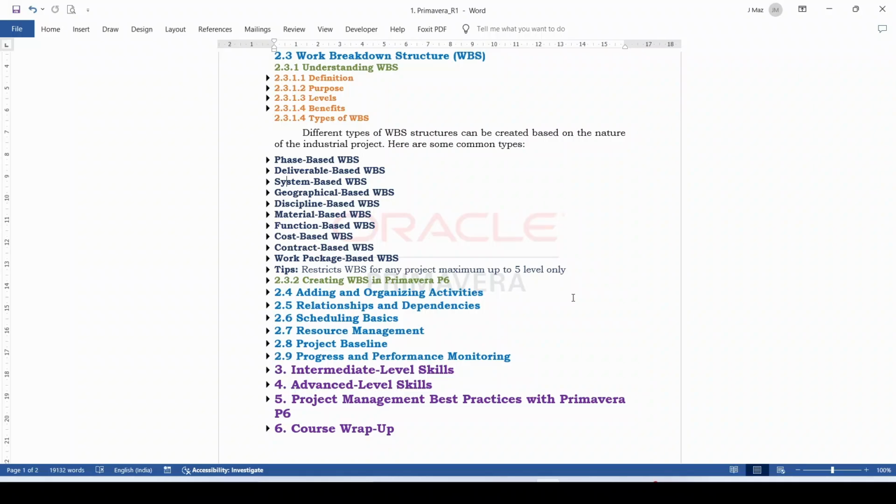It's a general tip that you should restrict your WBS for your project to a maximum of 5 levels only. If you create your project WBS with more than 5 levels, then it will become very difficult to monitor the progress of each WBS separately. That's why it is a general industrial practice to keep WBS levels up to a maximum of 5 for any type of project.